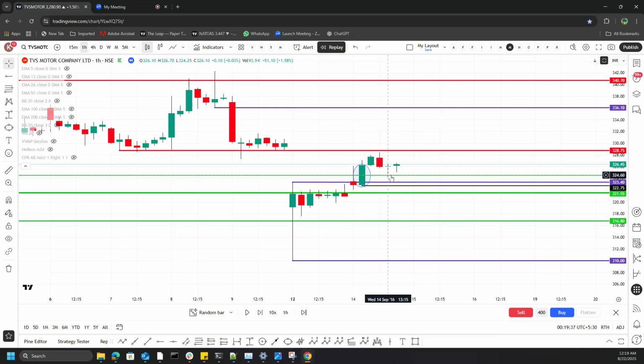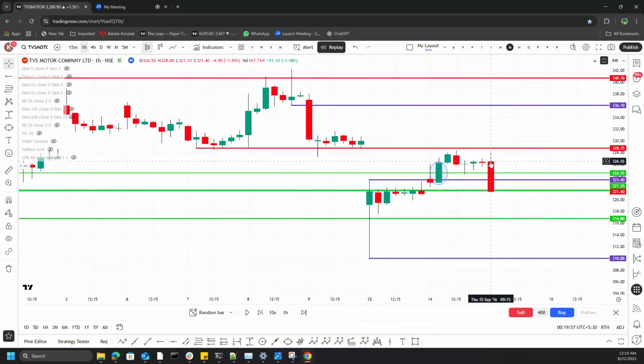But the only question that comes here is: what is the target? The target is only till this level as of now, because we really don't know whether it will break out or it might come again and do something. Let's see. For me, I'll not take the trade.